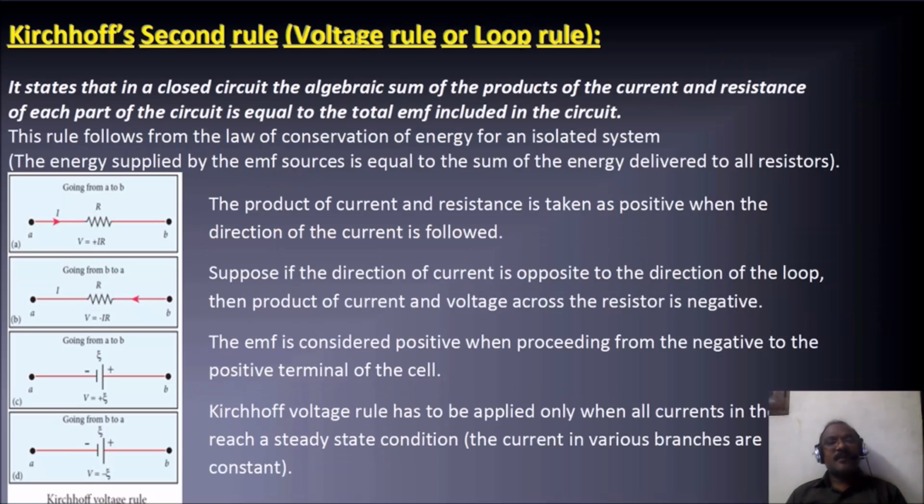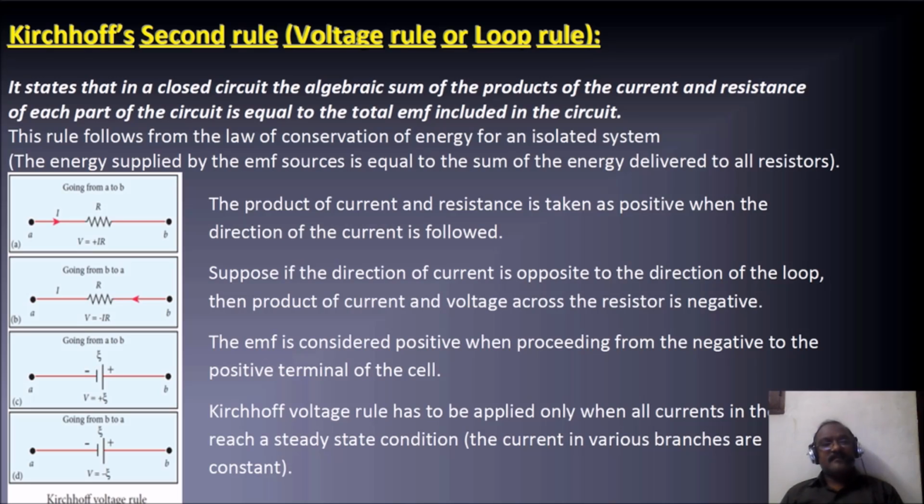Kirchhoff's second rule is otherwise called the voltage rule or loop rule. It states that in a closed circuit, the algebraic sum of the product of the current and resistance of each part of the circuit is equal to the total EMF included in the circuit. Here we have to make use of the product of the current and resistance to find the EMF. These rules also follow the law of conservation of energy for an isolated system.